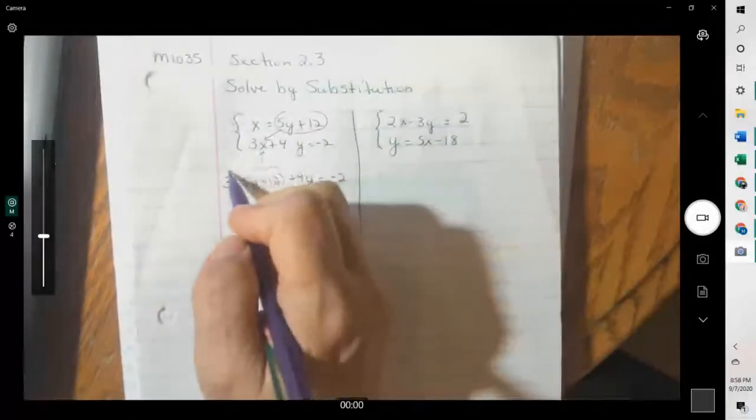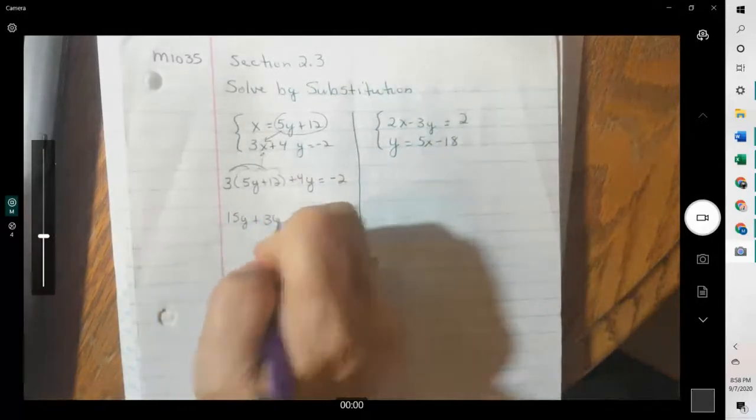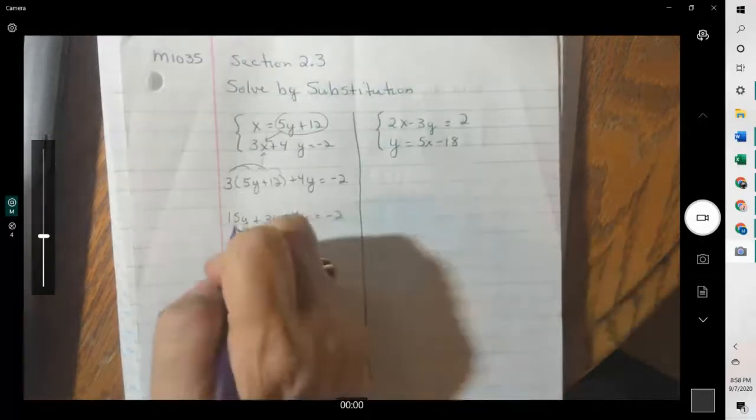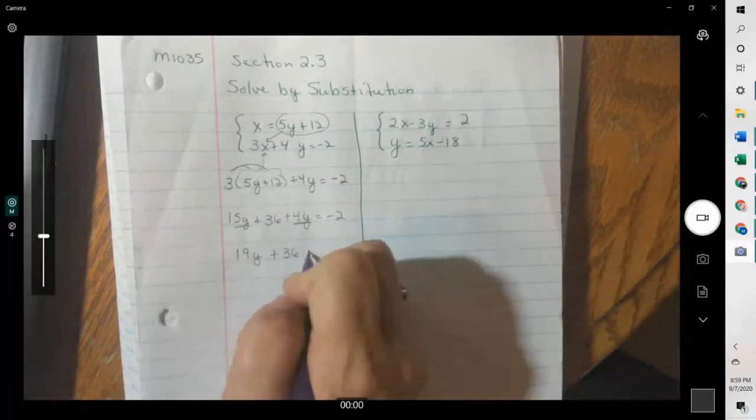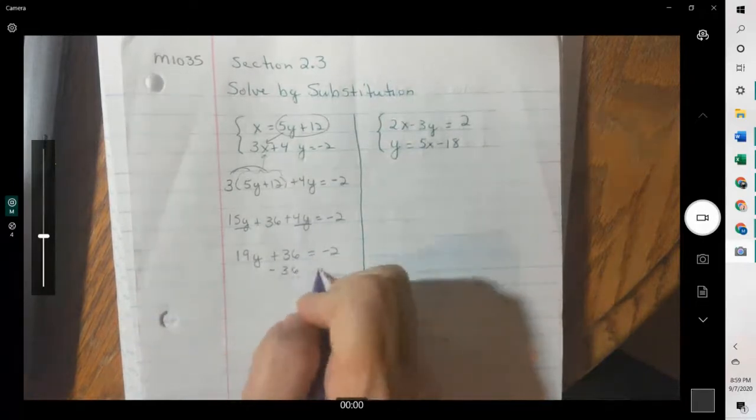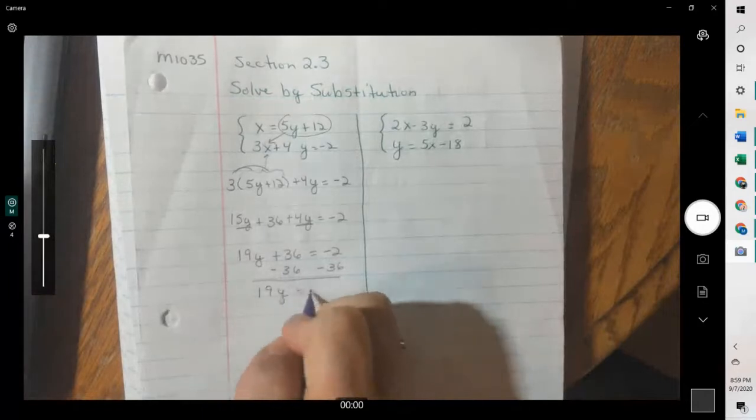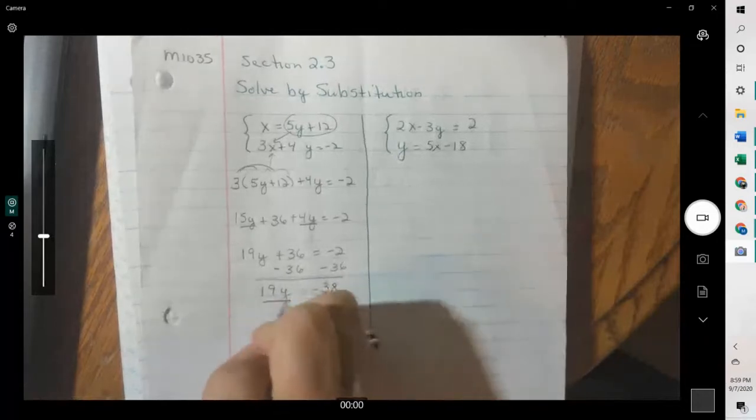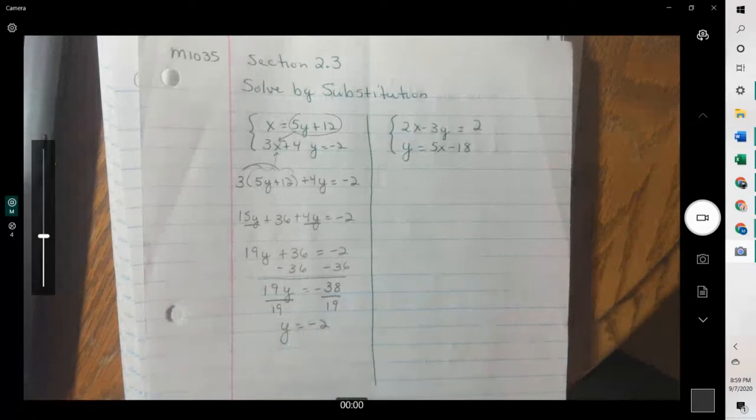Then follow your rules. Distribute the 3. 15y plus 36 plus 4y equals a negative 2. Combine like terms. 19y plus 36 equals a negative 2. Getting y by itself, subtract the 36. 19y equals a negative 38. And divide by 19. Y equals a negative 2.